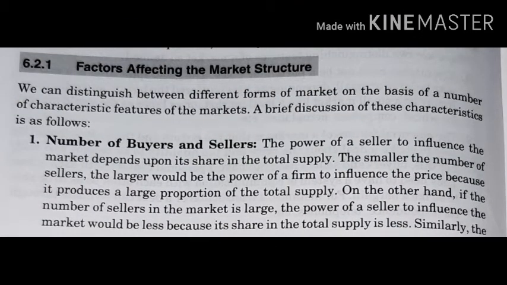There are various factors affecting the market structure. First factor is the number of buyers and sellers. The power of a seller to influence the market depends upon its share in the total supply. The smaller the number of sellers, the larger would be the power of a firm to influence the price, because it produces a large proportion of the total supply.